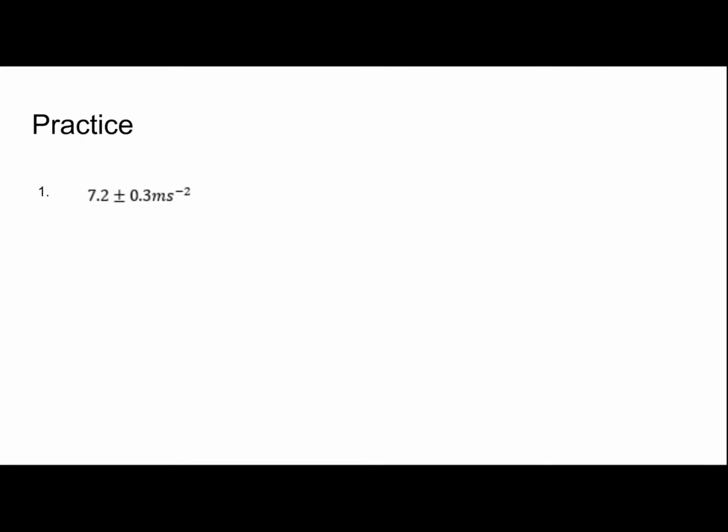Alright, so in this case, to convert this into a percentage uncertainty, all we need to do is say 0.3 over 7.2 as a ratio multiplied by 100. So that will give us 7.2 meters per second per second plus or minus 4.17%.